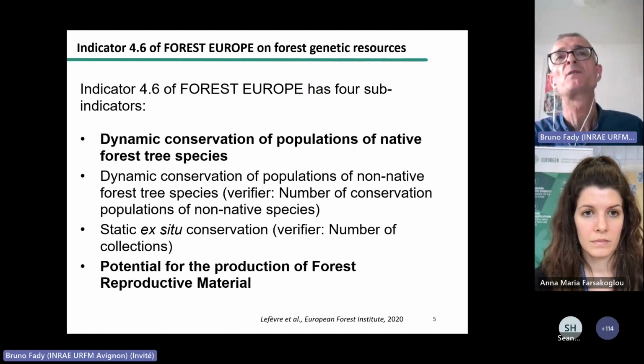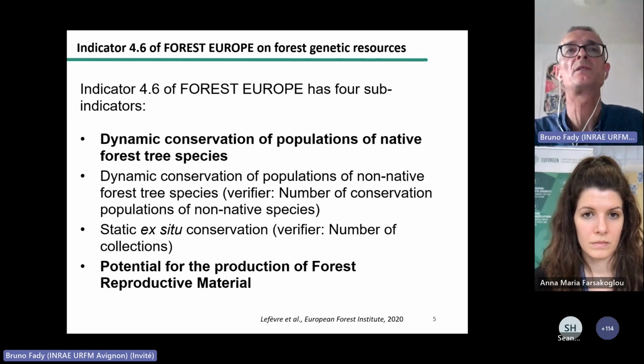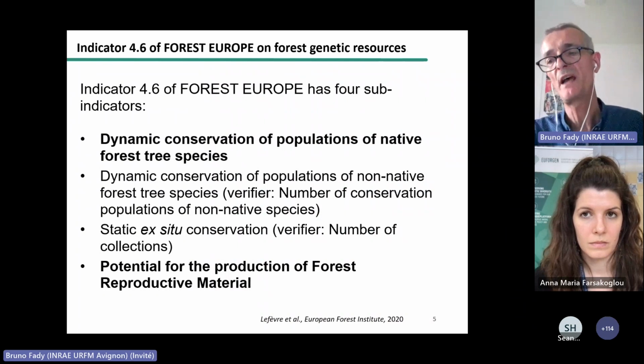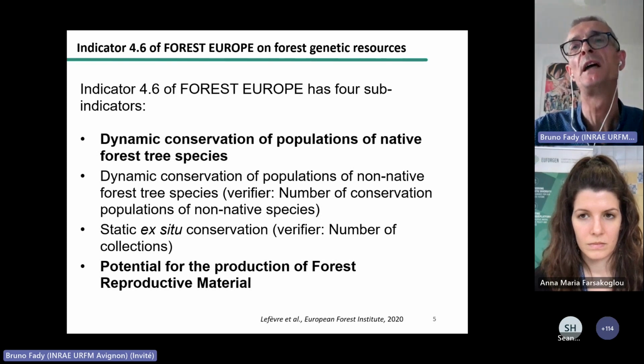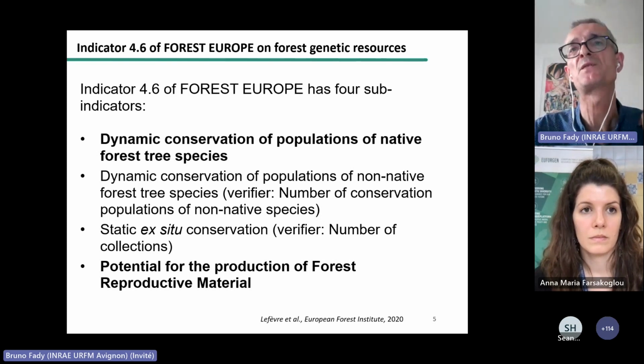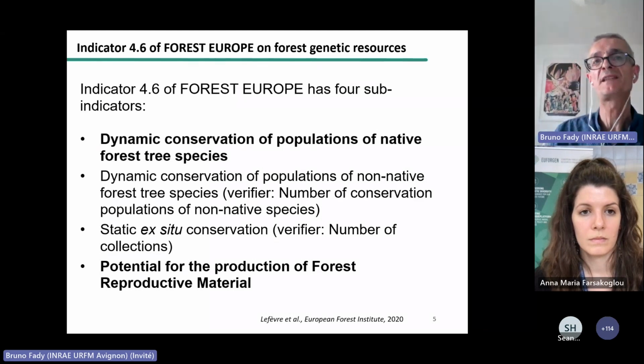So a little bit about what this indicator does. It has 4 sub-indicators. One of them, which I will talk about in more detail, is concerned with dynamic conservation of populations of native tree species. Another one, in bold type, is the potential for production of forest reproductive materials. So we have there an idea of how genetic resources are used for plantation. And then there are 2 other sub-indicators: one linked to the number of non-native species conserved and their populations, so local races of introduced species, and the number of collections of ex situ conservation.